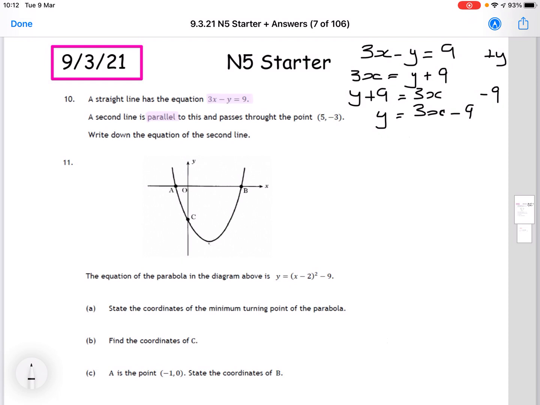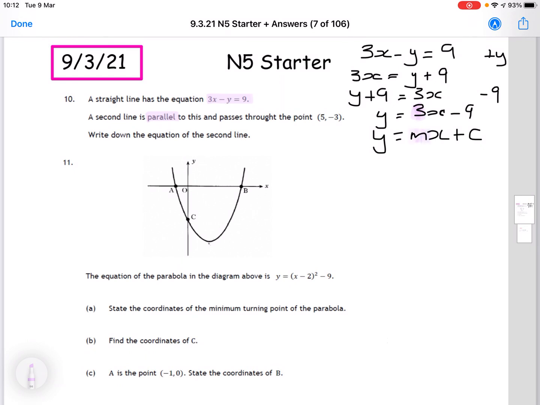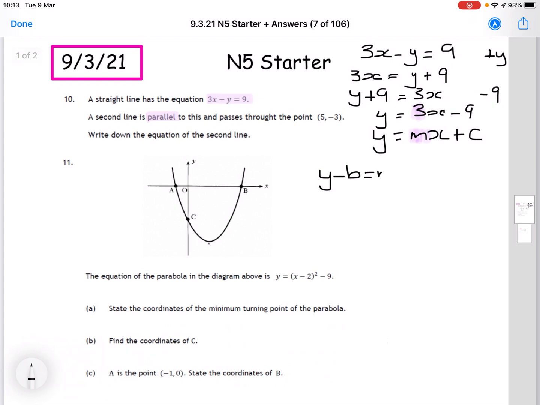So this is now in the form y equals mx plus c. So we know the gradient of our line is 3. That's the number in front of the x term, your gradient, so we can pick that out really easily. So now all we need to do is use our equation of a straight line. We're going to use y minus b equals m bracket x minus a. So we have our gradient is 3 and we have our point on the line (5, -3). So that's a and b. So we're going to get y minus negative 3 equals 3 bracket x minus 5.